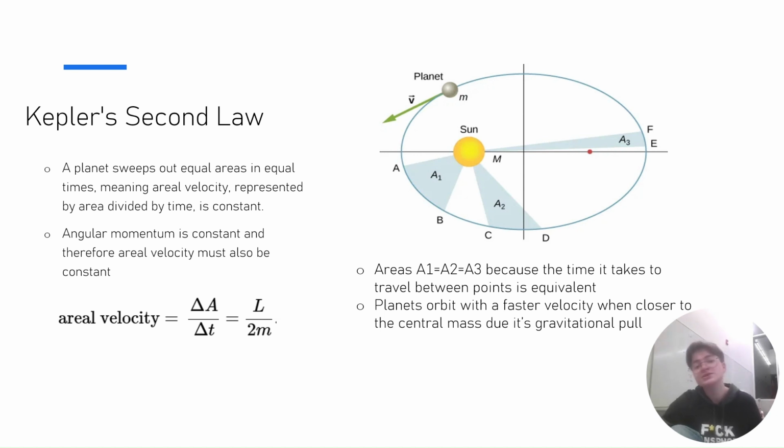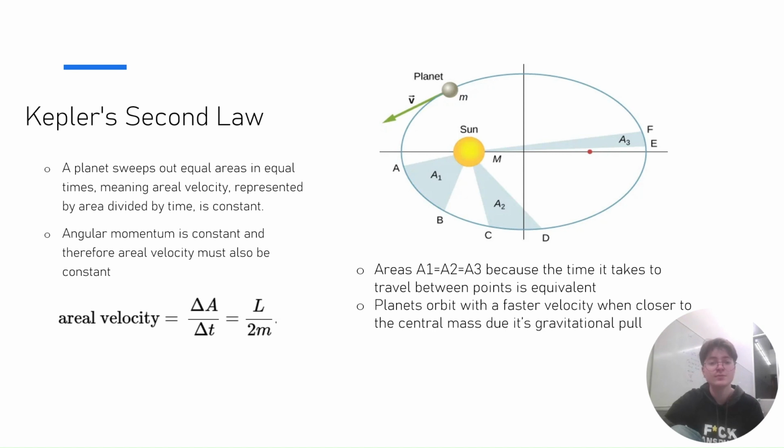And then if we look at this diagram here, we can see that the area of A1 is equal to the area of A2, which is equal to the area of A3. This is because the time it takes to travel between the points is equivalent. And that happens because planets that are closer to the central mass, in this case the sun, experience a higher gravitational pull, causing them to move with a greater velocity at regions closer to the mass.